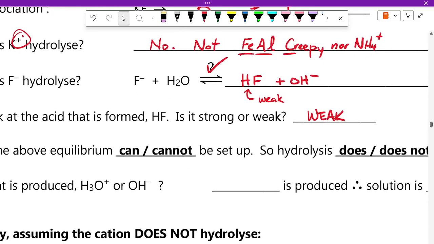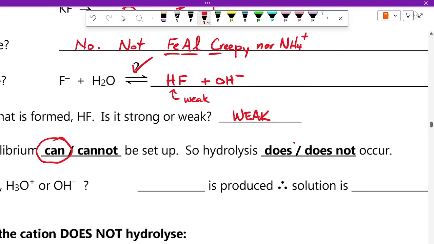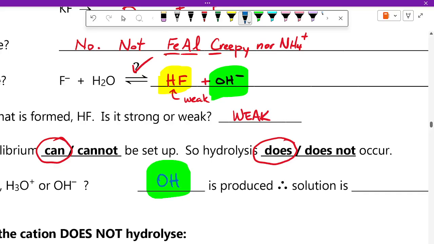Okay, so the above equilibrium can be set up so hydrolysis does or does not occur. It does occur. And remember, do not look here and say, oh, we made an acid, therefore it is acidic. What do we look at instead? We look at the OH minus and we say, ah, OH minus is produced. Therefore, the solution is basic.